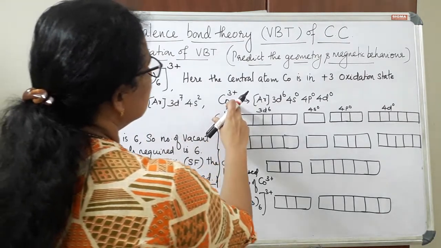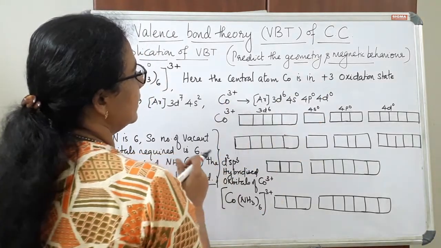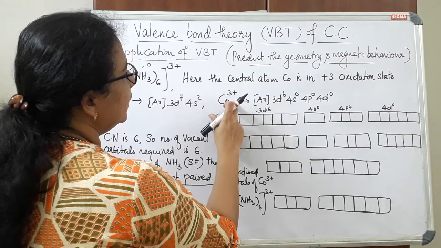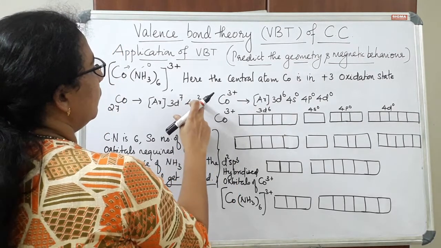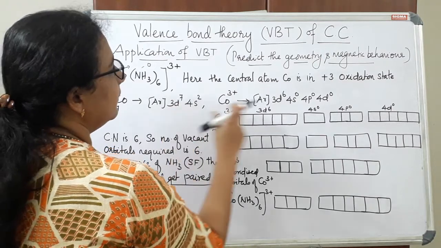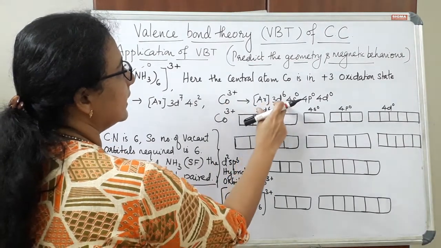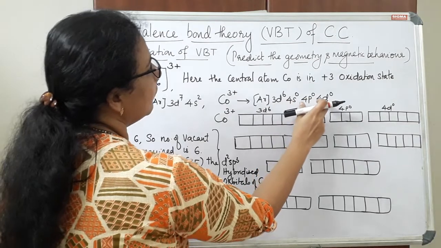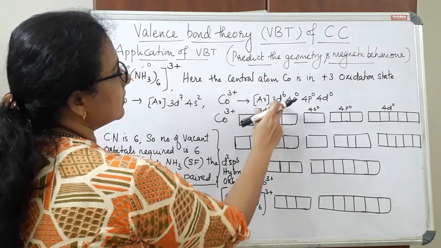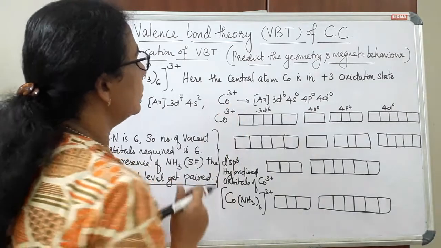Now the configuration of Co3+ is to be written. Since it is in +3 oxidation state, we need to remove 3 electrons: 2 electrons from the s orbital and 1 electron from the d orbital. We will get the 3d6 configuration. So Co3+ has argon 3d6, 4s0, 4p0, 4d0. These are actually vacant orbitals. 3d6 is the outer orbital configuration of Co3+.